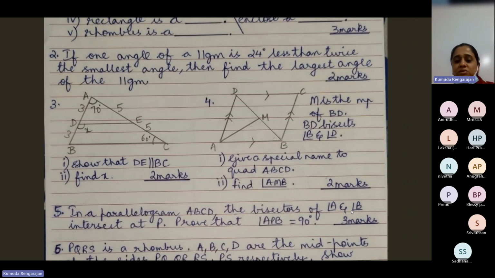Yes or no? Online students? Yes, ma'am. Very good. So angle AMB is equal to 90 degrees.